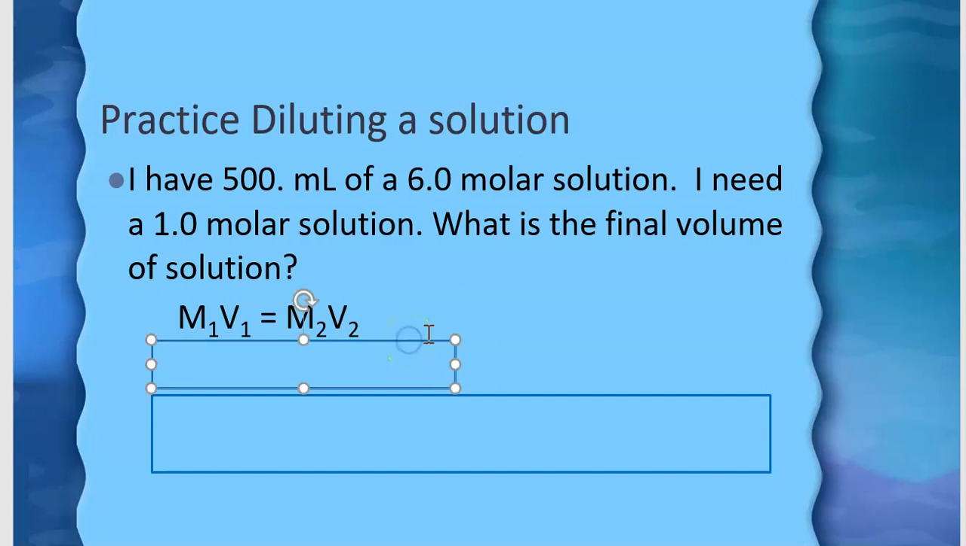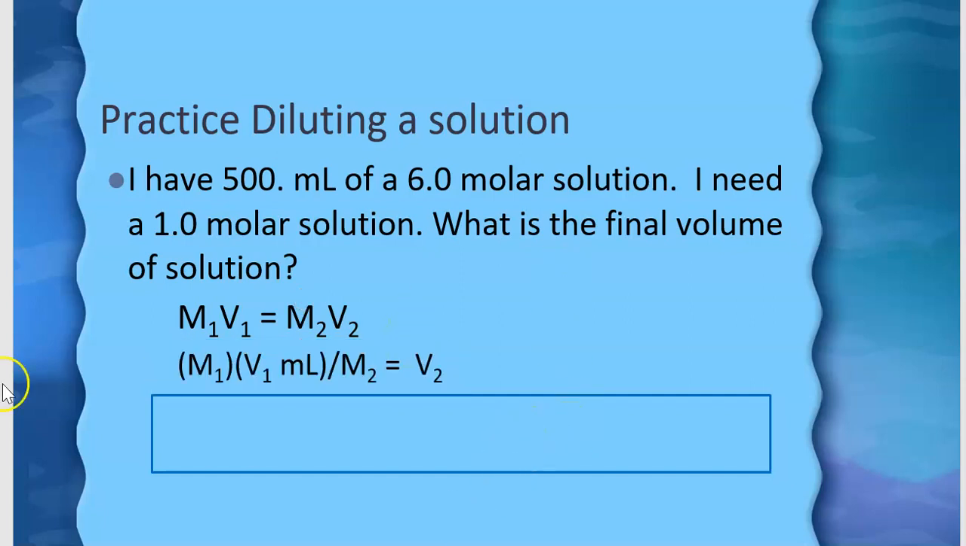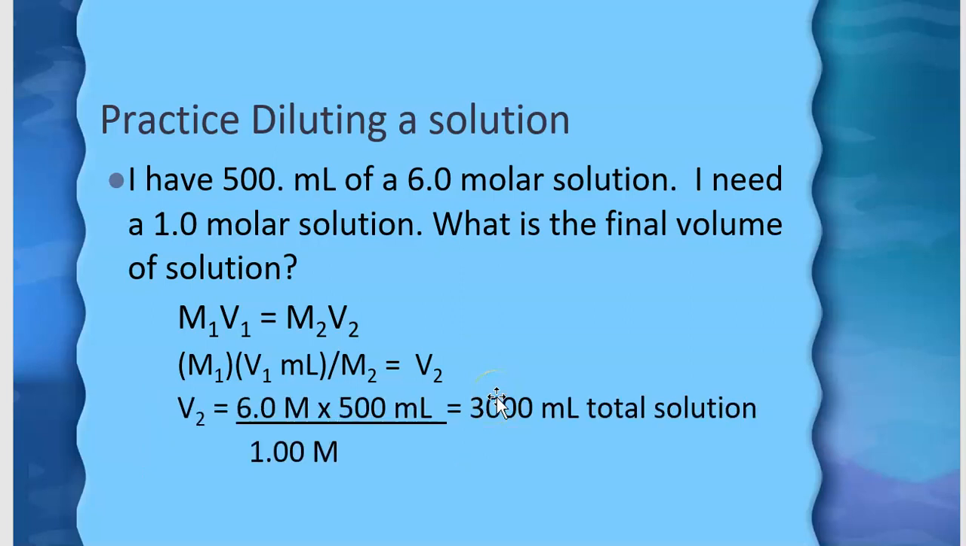So I write it, I solve it, M1V1 over M2 gives me V2. And then I can go ahead and put my numbers in here. 6.0 molar, 500 milliliters. I want a final molarity of 1.0 molar. So I would actually be able to make 3,000 milliliters or 3 liters of solution out of just that 500 milliliters of 6 molar. So that's one way I could ask the question.